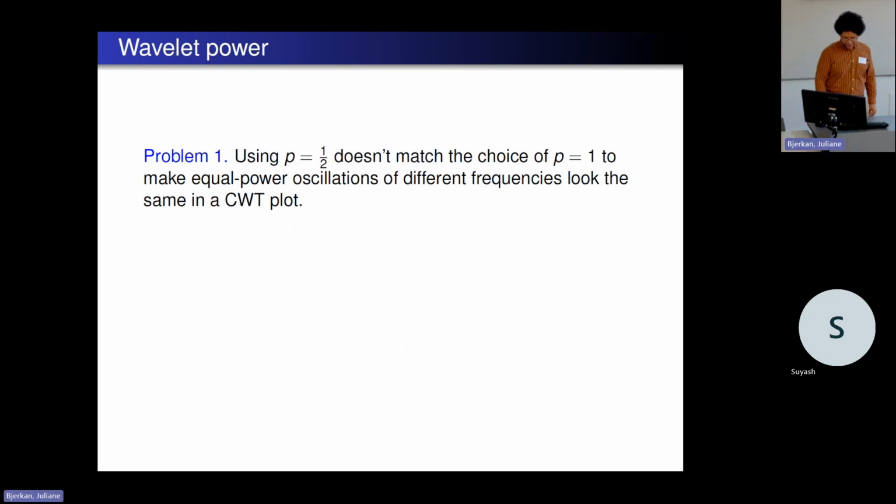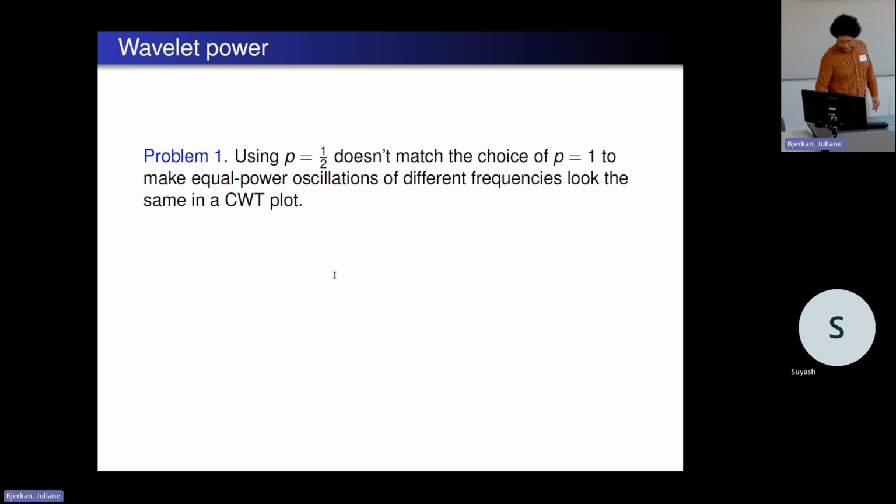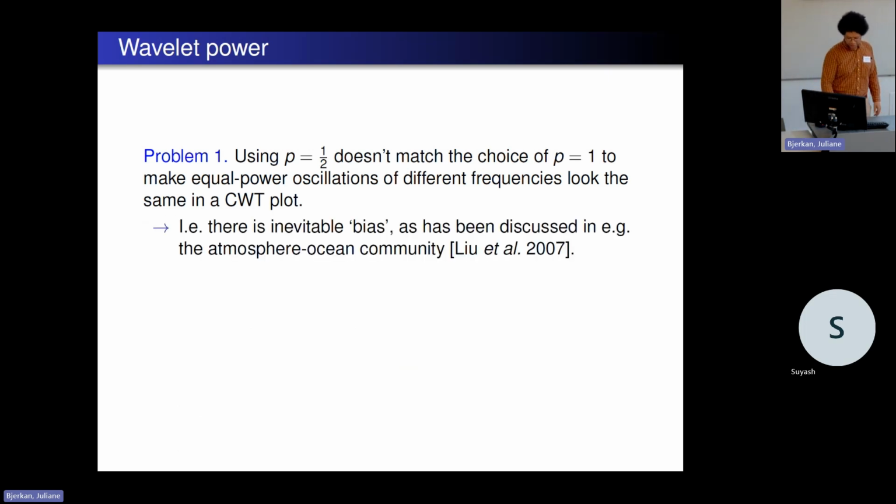So the problem is that using p equal to a half, and that's what we use for the wavelet power spectrum, doesn't match the choice of p equals 1 that we would want to use to make equal power oscillations at different frequencies look the same in the wavelet transform. So in other words, there seems to be a kind of inevitable bias when using the wavelet transform, as has been discussed apparently in the atmosphere-ocean community.